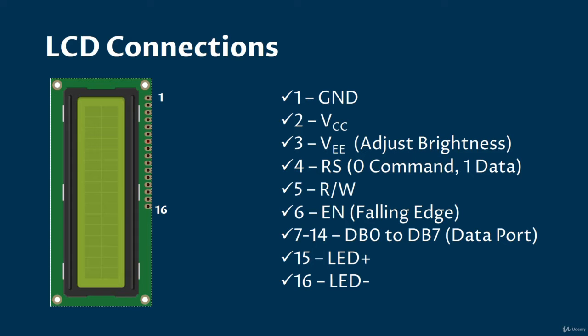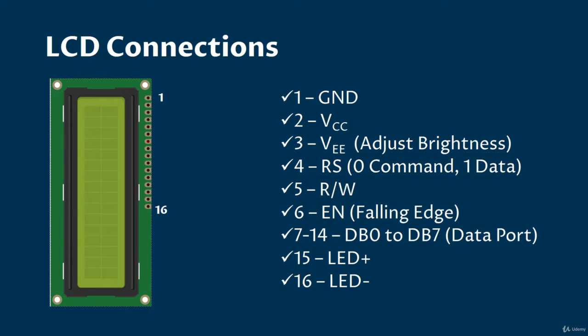So, we'll ground it and the LCD will always be in write mode. Pin 6 is used for enabling the LCD. A falling edge is required at this pin if we want to enable the LCD. Pins 7 to 14 are DB0 to DB7. This is the data port of the LCD.